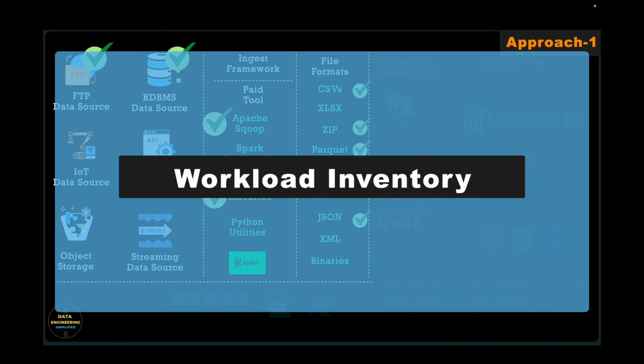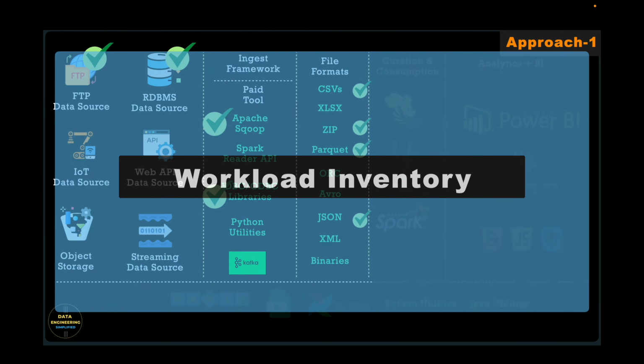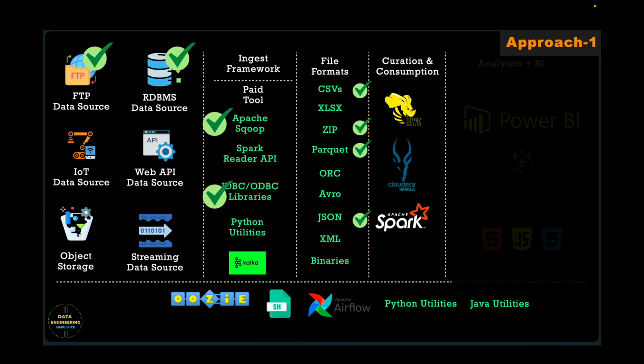Finally, we will create an inventory for our workload, including the jobs that orchestrate the workflow. These jobs are responsible for pulling data from various sources and applying transformation rules to generate curated data. Within your curation layer, you may utilize Hive queries or Impala queries or Spark programs, all orchestrated through shell script or Oozie coordinator or Apache Airflow or even some custom Python or Java utilities.